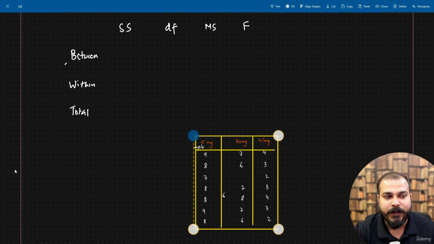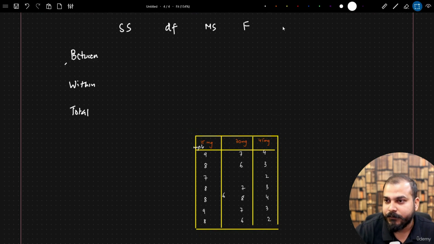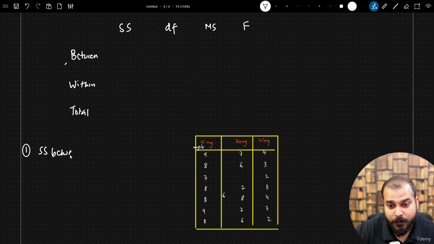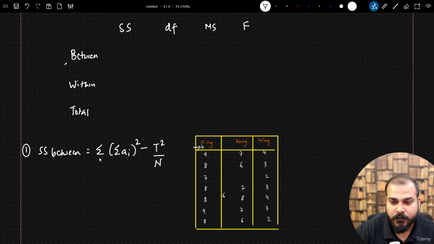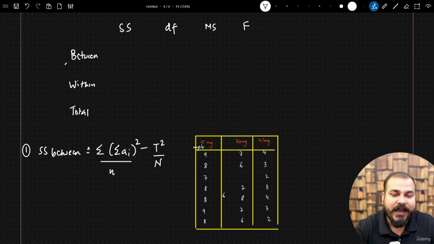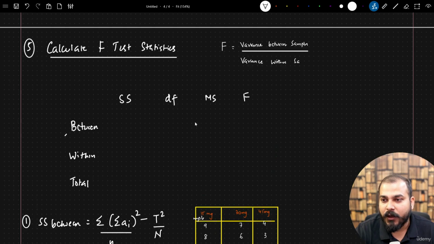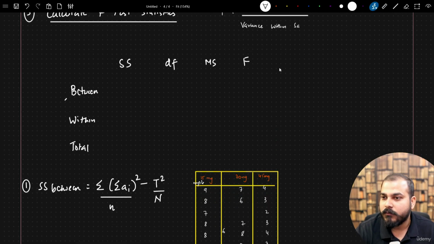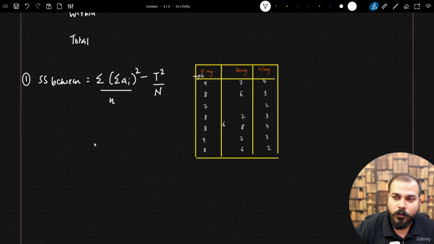First of all, we'll try to calculate SS between. Number one, SS between, the sum of squares between samples. The formula for this is given by the summation of A_i whole square minus T square divided by N, and this will be small n. Now what is this A_i? This will be the sample. In order to talk about A_i, see how I'll calculate this summation of A_i whole square.